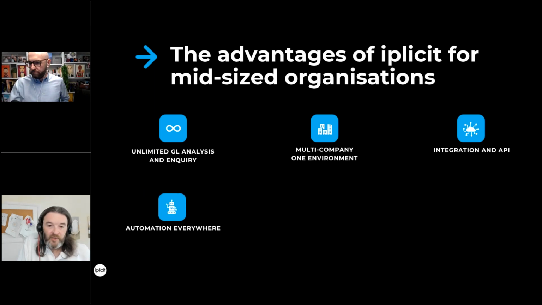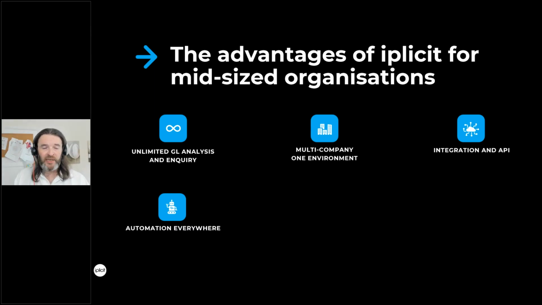And automation everywhere. So automation is something we're really passionate about with our finance system. We want to speed up month-end tasks. We want to speed up the day-to-day processing of information for organizations. And we're building automation all the time throughout iplicit. So we want people to be able to spend less time doing manual tasks and get the system to start taking those up. We'll talk about some of those as well.